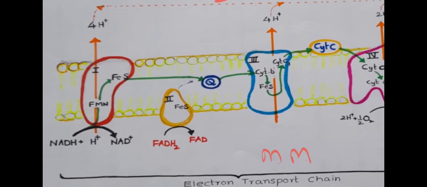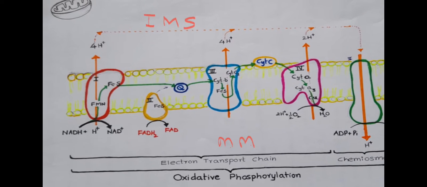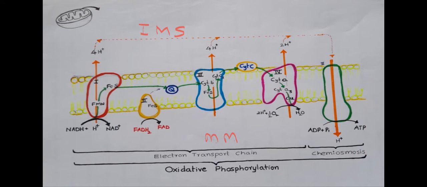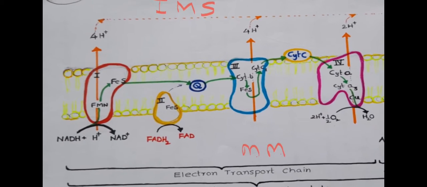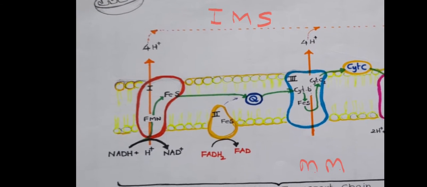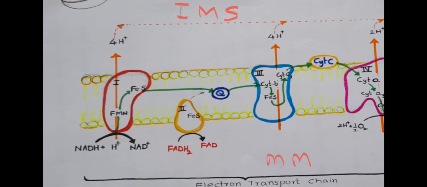Here the first enzyme complex is NADH dehydrogenase or NADH reductase, also called NADH ubiquinone reductase. It has two prosthetic groups: one is FMN, flavin mononucleotide, and the other is iron sulfur protein. Both electrons and protons pass from the NADH to FMN. Then electrons move to the iron sulfur complex and from there to ubiquinone.